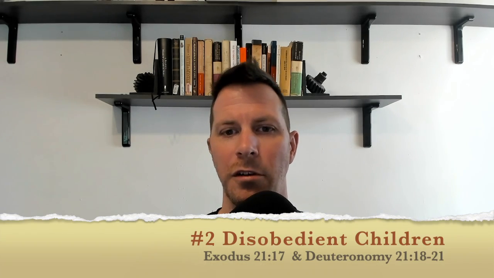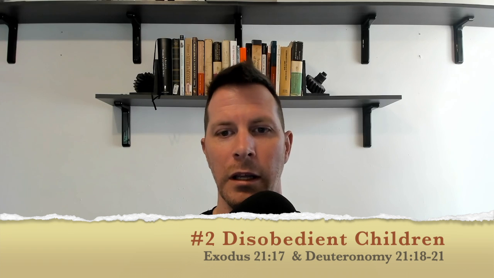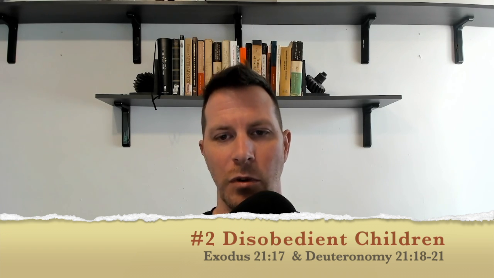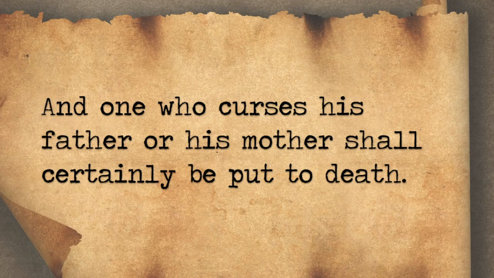Now, our next concerning law comes from Exodus 21 and is also partnered with Deuteronomy 21. It states in Exodus 21:17, "And one who curses his father or mother shall certainly be put to death." And if that wasn't bad enough, there are actually rules on how and when to put your stubborn son to death, and that is in Deuteronomy 21:18 through 21.